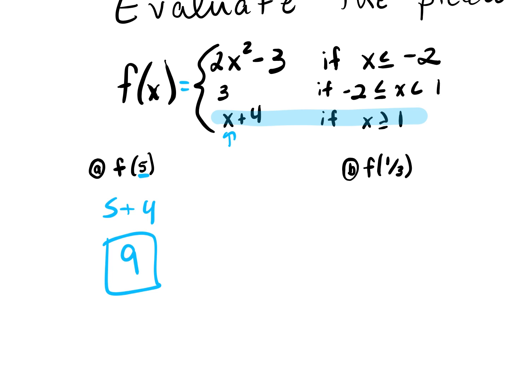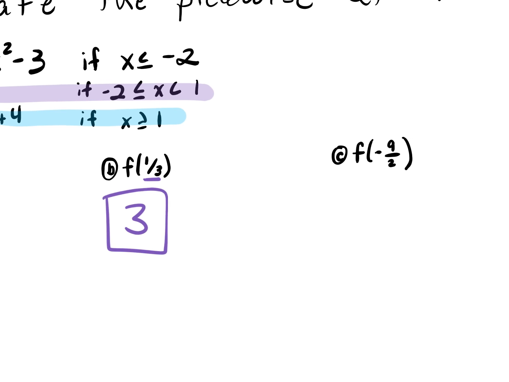Next, we're looking for when x is 1/3. So is 1/3 less than negative 2? Is 1/3 in between negative 2 and 1? Yes. So we're looking at the second piece here. What's our answer going to be when we look at the second piece? 3. We don't even need to plug in the x. There's no value to plug in the x. Our answer is just 3.